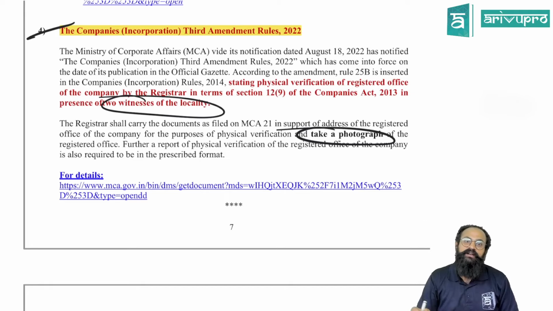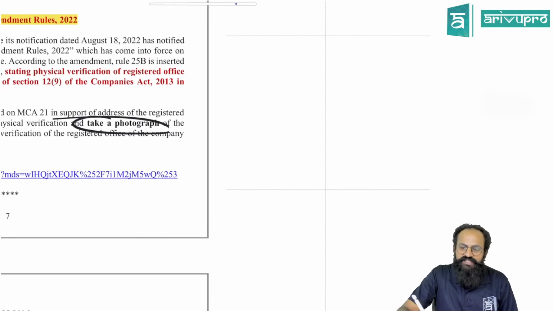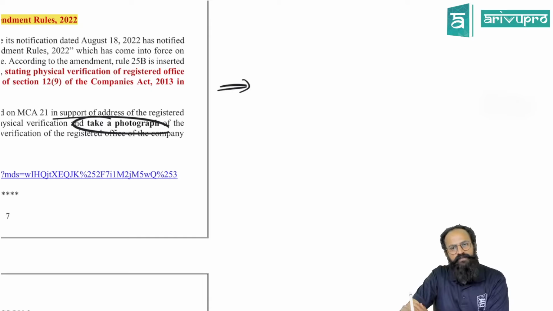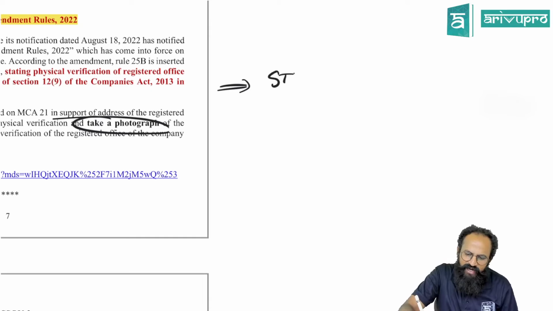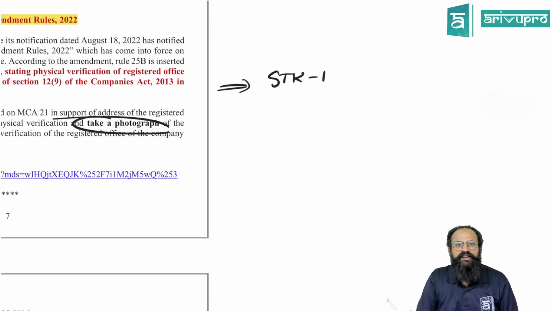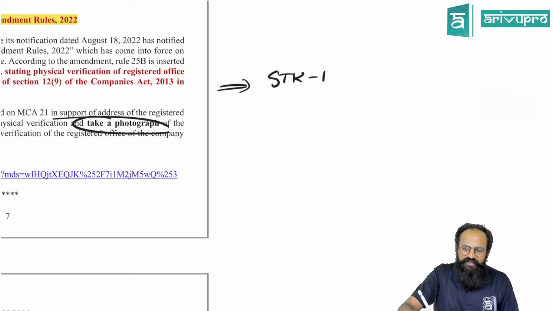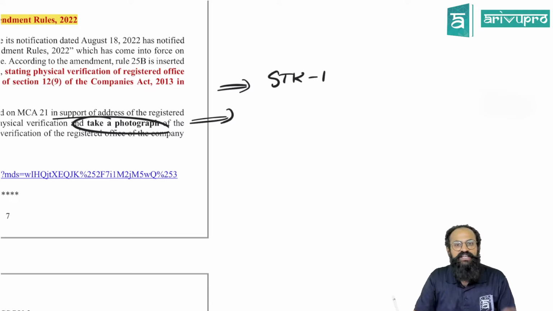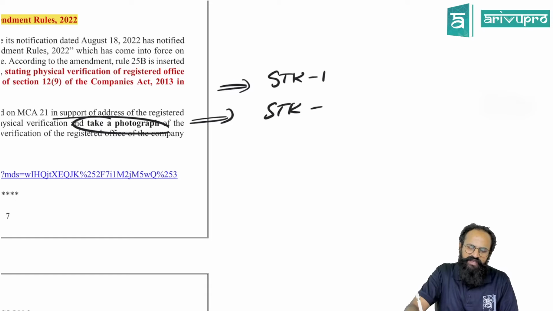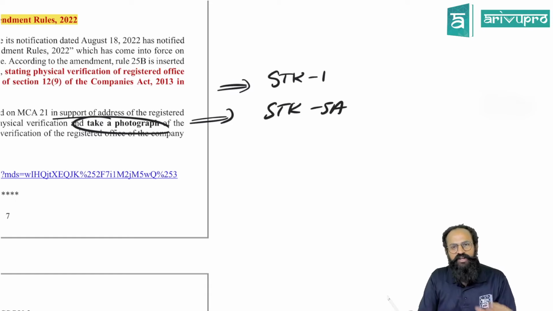Now this is important. If you remember in the strike off chapter, ROC issues STK 1, the notice saying that I want to strike off your company. In that also they have added these consequential changes. In the form, they have added the physical verification details, the witness column and the photograph column. And also in STK 5A, the newspaper advertisement, they have made the consequential changes even in those forms.